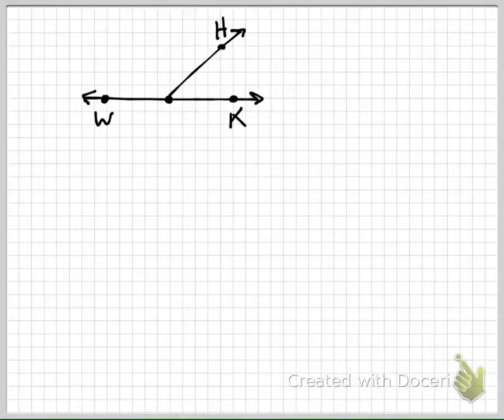Okay. If I was to ask you to name 4 points, Gigi, name a point. W is a point. What's another point, Lauren? T. And then there's H and there's K, right? You have those 4 points that are on here.